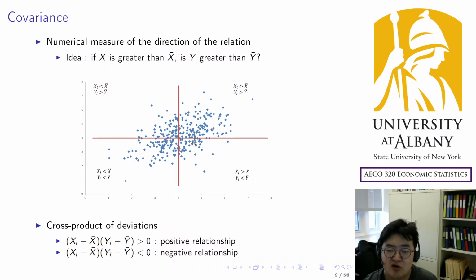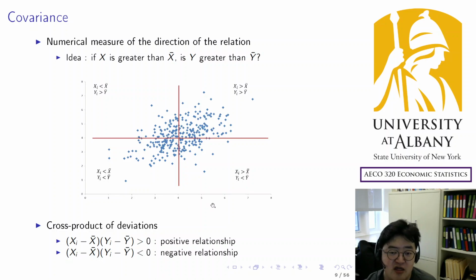But here in the second quadrant, x deviation is positive, y deviation is negative. Here, x is negative, y is positive. In both quadrants, if you multiply the two deviations, the resulting sign will be negative because one is positive and the other is negative. So we are going to use the cross product of deviations to see whether it is on the positive side or negative side. So it's this way or that way. That is captured by the cross product.